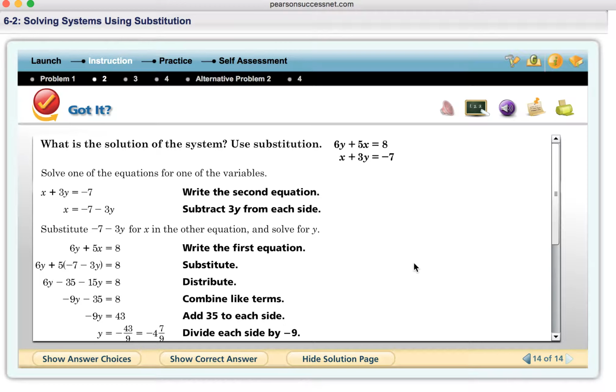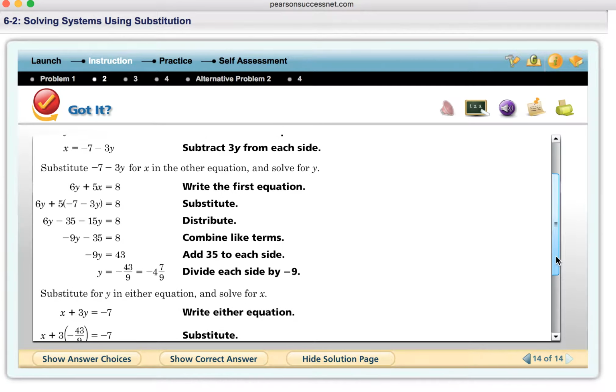It says solve one of the equations for one of the variables. That's what we did. We're looking for the one that's going to be easiest to solve. It's obviously going to be this one. It's the easiest one to solve for either x or y, because all we need to do here is subtract 3x from both sides. So we've done that here, and we know now that x is equal to -7 minus 3y.